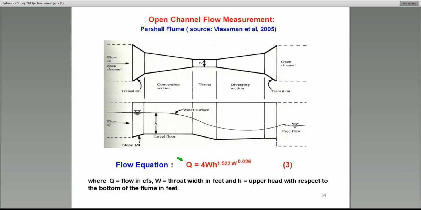Just be a little careful in using this equation. We have 4W, that's the width of the throat. And then somebody asked me, where do you place the flume? Anywhere in the channel system where you want to measure the flow. For example, in the case of wastewater, that's where it's usually used, in wastewater treatment plants.